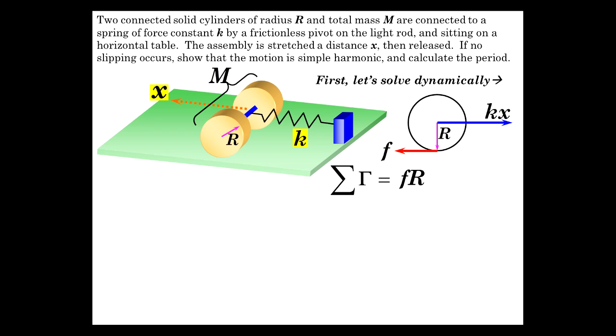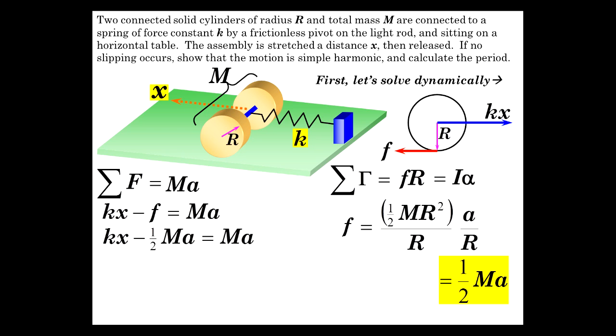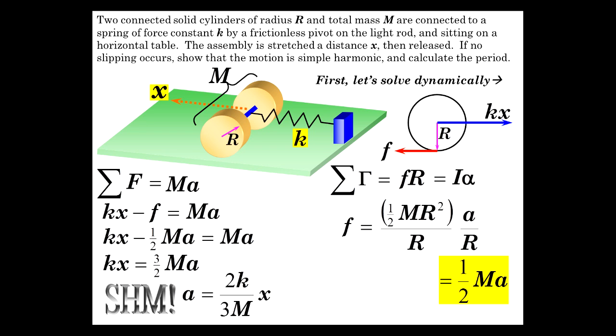Sum of torques is, in reality, Fr, friction times radius, the only torque, which is I alpha. So friction is I times a over r for alpha, divided by r. The r's go away, and we get 1/2 ma. Now, the sum of forces: sum of F is ma, so kx to the right minus friction is ma. That's the translational equation. So kx minus friction, which we already discovered is 1/2 ma, is ma, so kx is 3/2 ma, and a is equal to 2k over 3m, x, which I'm claiming right away is SHM.